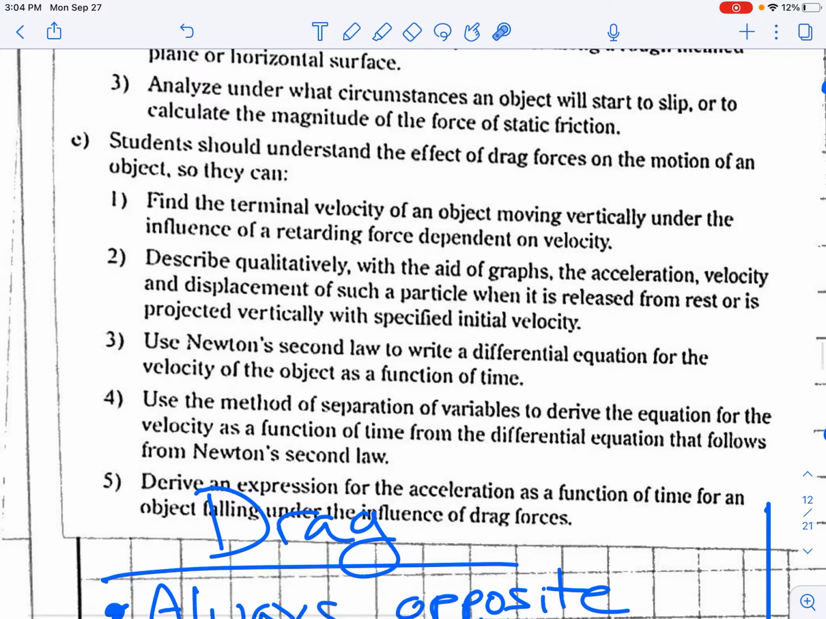For drag, students should understand the effect of drag forces on the motion of an object, so you can find the terminal velocity of an object moving vertically under the influence of a retarding force depending on drag. The retarding force just means that it's slowing it down, so it's going to be in the opposite direction of velocity. And for terminal velocity, the acceleration is 0, so the force of drag is going to equal the force of gravity.